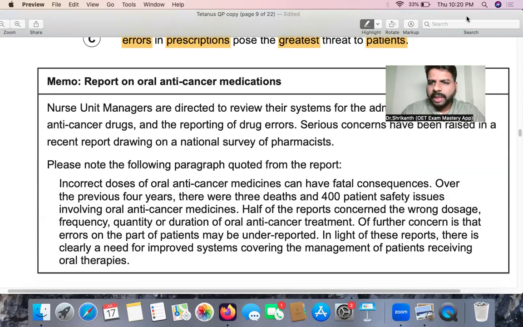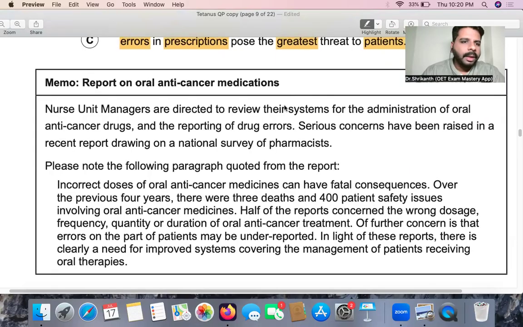Right. So now let's take a look at the main topic, the paragraph over here, and let's see what the OET has given us. This is the topic: Report on oral anti-cancer medications. Oral anti-cancer means tablets, capsules, pills and all. Anti-cancer medications. So let's read what the report is.